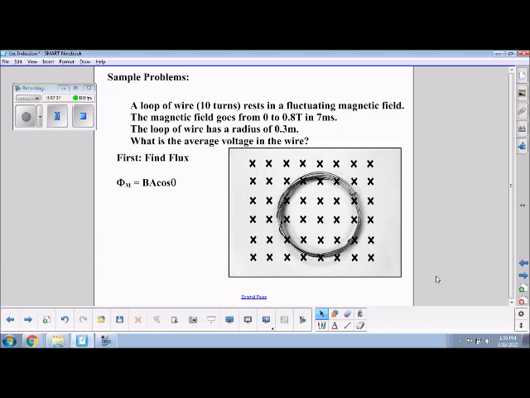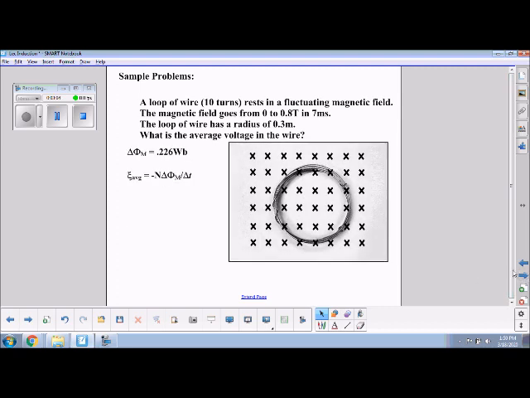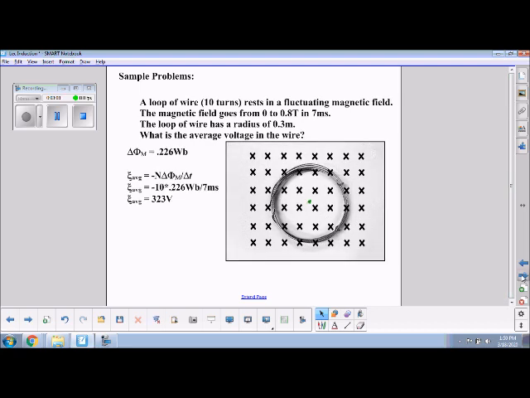So we have an initial and a final. So we want to know the final magnetic field and the initial magnetic field, and those numbers are both given. The area, you've got that radius of 0.3 meters. So we do some substitution. We've got our 0.8 Tesla times our area, and that gives us our final flux, because it went from 0 to 0.8. So there's your final flux, there's your initial flux, and now we can do our change in flux over change in time. Don't forget the times n. So there's our times n, and when we calculate that out, we get our 323 volts.